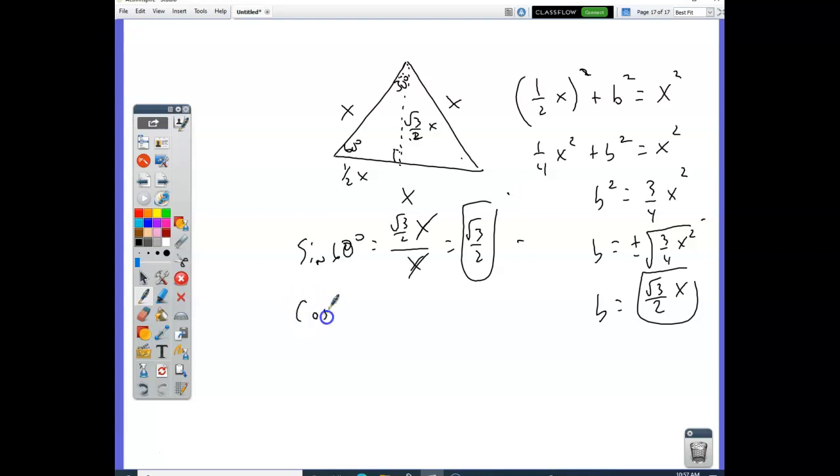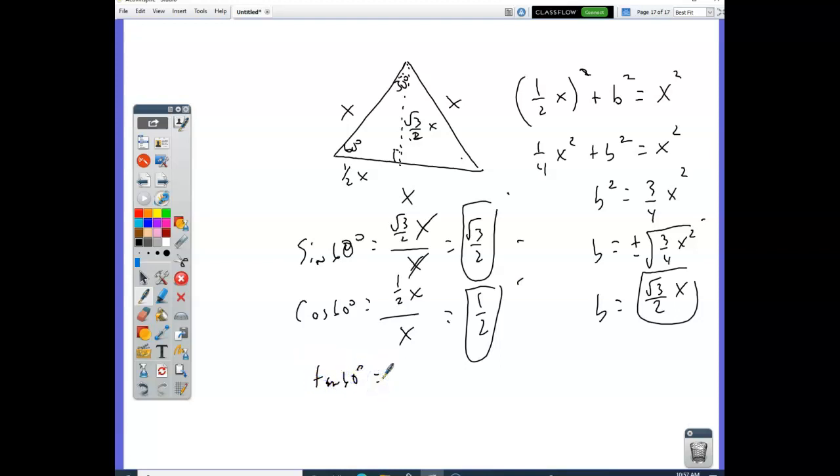Cosine of 60 degrees is what, sir? Adjacent over hypotenuse. 1/2 x over x, so that would be 1/2. Now again, you're not going to have to derive these from scratch. We're just simply doing it so you have them. Tan of 60 degrees.